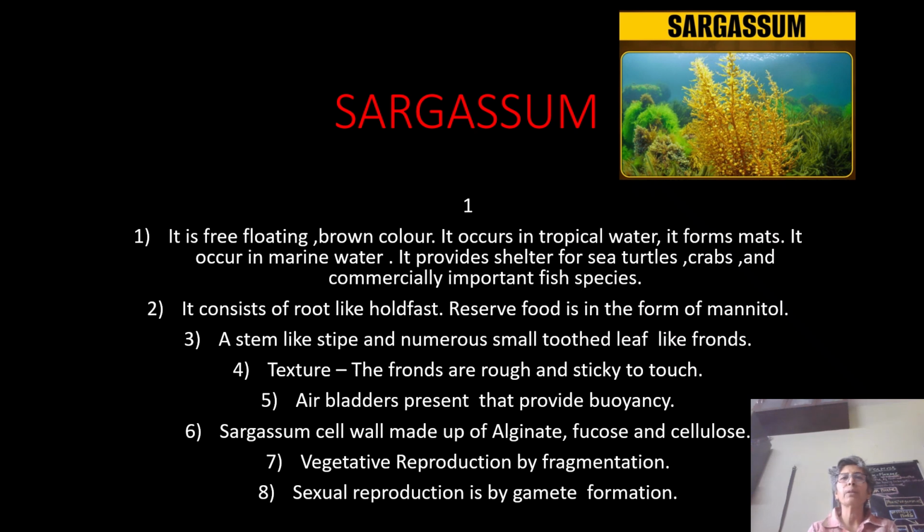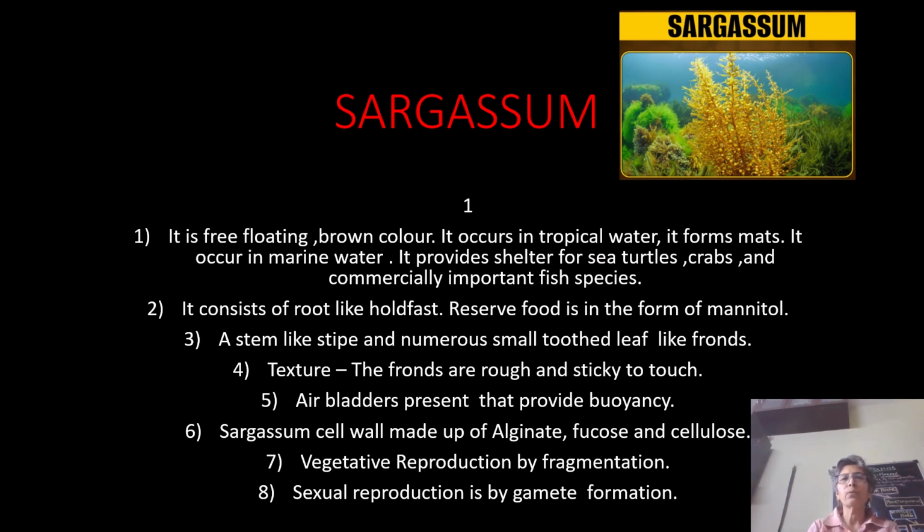Next specimen is Sargassum. Students, Sargassum is also one of the algae, typically found free floating, brown colored, occurring in tropical water. It forms mats. It occurs in marine water. It provides shelter to sea turtles, crabs, and commercially important fish species.